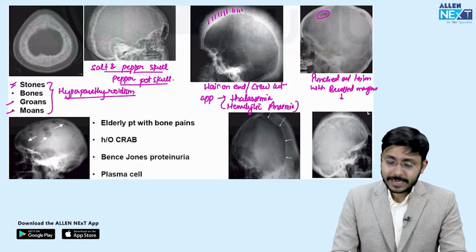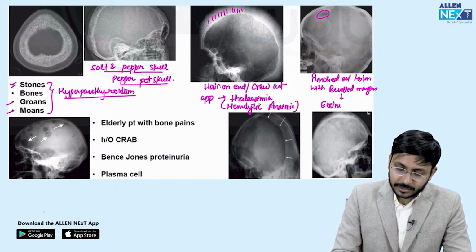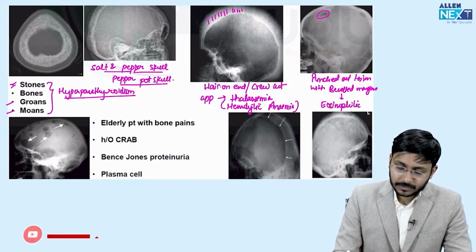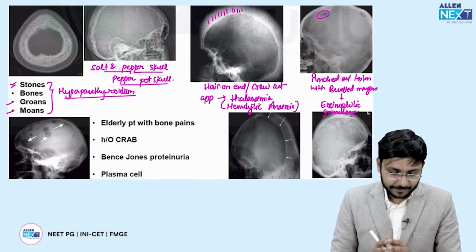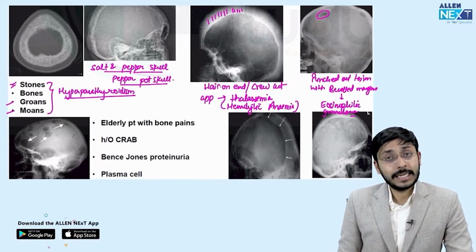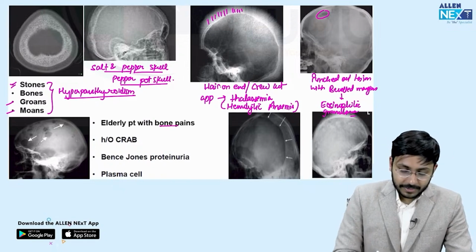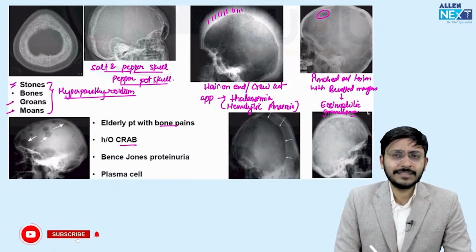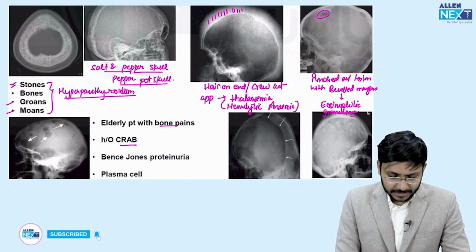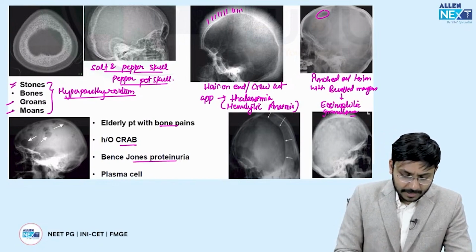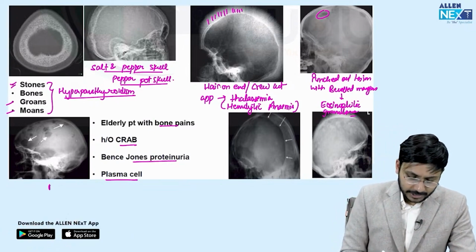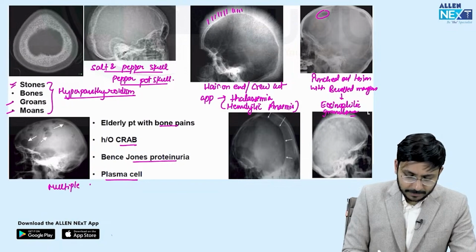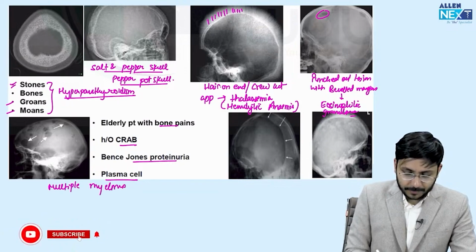Then the answer will be eosinophilic granuloma. But in a skull X-ray, if you are seeing multiple lytic lesions with bone pain, with CRAB features like renal disease, anemia, proteinuria, Bence Jones proteinuria, and plasma cell infiltrate on bone marrow aspiration or biopsy, then you know that you are dealing with multiple myeloma.